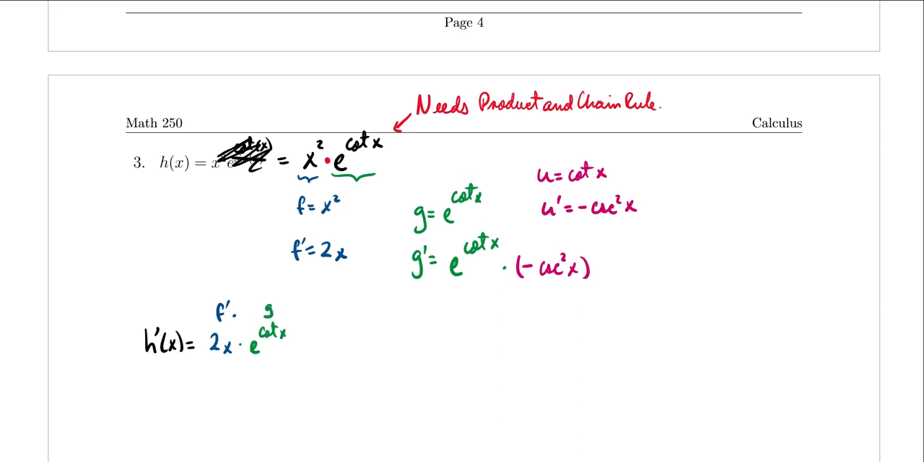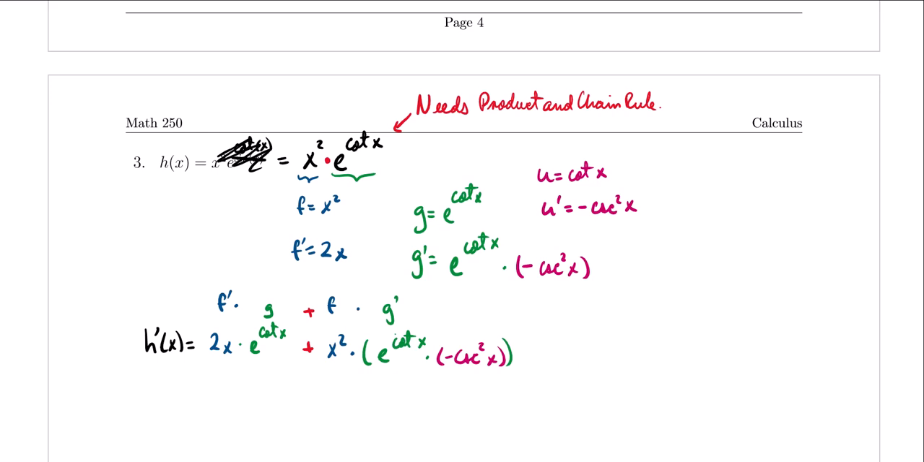Well, plus the first function times the derivative of the second, which in this case was e to the cotangent of x times the negative cosecant squared of x. All right, now this one I am going to simplify.